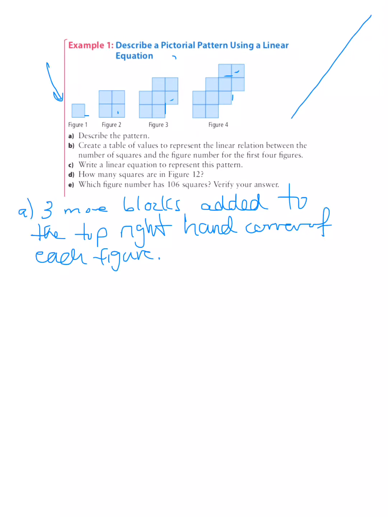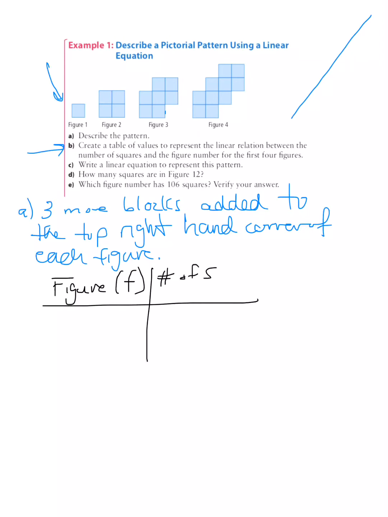All right, so then let's look at question 2 here. It says create a table of values to represent the linear relation between the number of squares and the figure number for the first 4 figures. So this is important. This is what we're going to do a lot. Okay, so we have to make a table for part B. So what I'm going to do here is we're going to go figure, and figure just means like shape, and we're going to call that F. Okay, and then we're going to make a table figure versus number of squares. And we're going to call that N.